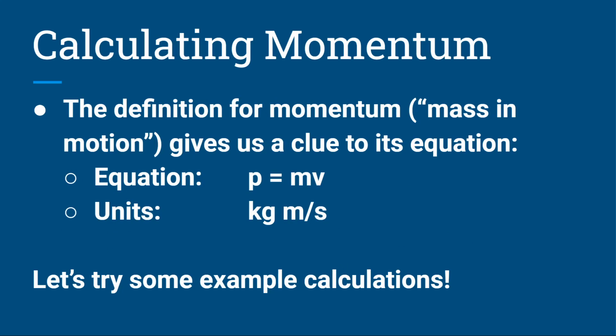Here is that formula I was referring to, P equals m times v. Again, the definition gives us a clue to the equation. Since the definition for momentum was mass in motion, our equation has mass and it has motion: mass times velocity. The units are going to be your units of mass, kilograms, multiplied by your units of velocity, meters per second. So our unit for momentum is the kilogram meter per second.